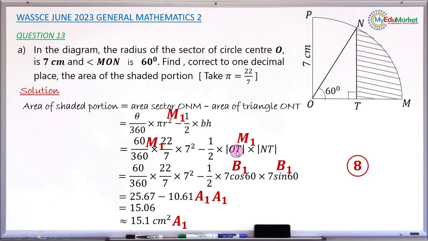For getting the distance OT, applying the trig ratio as 7 cos 60, you have a bonus 1 mark. For getting the distance NT as 7 sin 60, you have a bonus 1 mark also. When you have 25.67 as the area of the sector correctly, you have an accuracy 1 mark. When you have 10.61 as the area of the triangle, you also have an accuracy 1 mark. And when you subtract and round your answer correct to one decimal place to get 15.1 centimeters squared, that gives you the final accuracy 1 mark. So in total, this question has 8 marks.